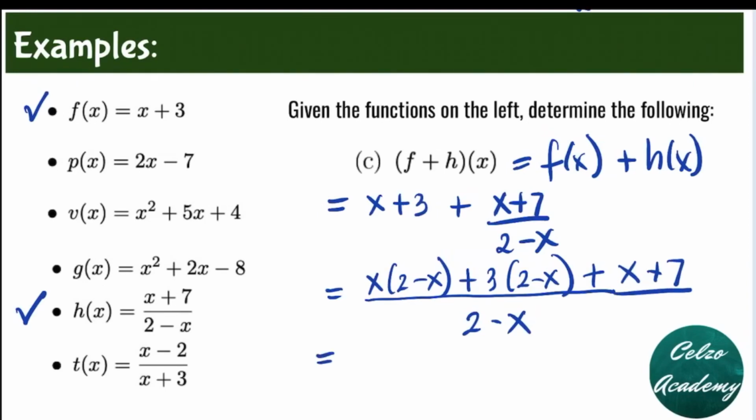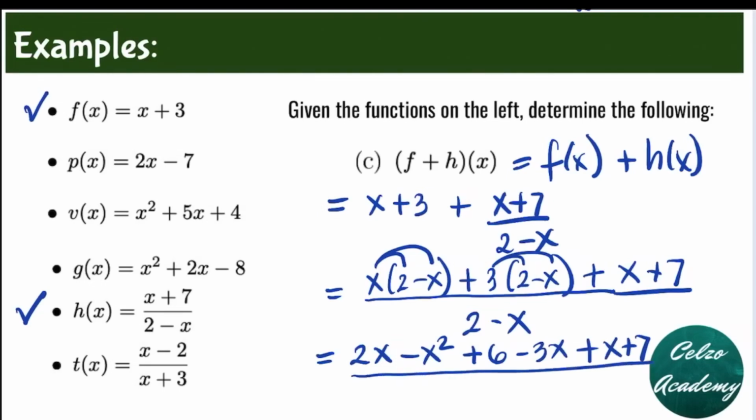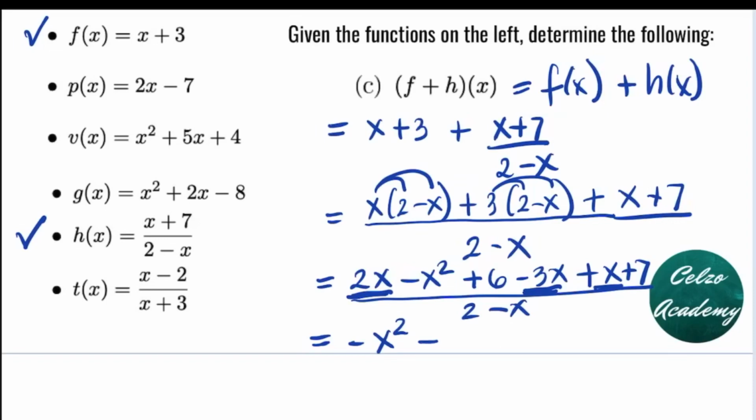Simplifying the numerator, x times 2 is 2x. X times negative x is negative x squared. Now we distribute the 3. 3 times 2 is 6. 3 times negative x is negative 3x. And copy the plus x plus 7, all over 2 minus x. Combining like terms, 2x minus 3x plus x, that's 0x. So the numerator is negative x squared plus 13.